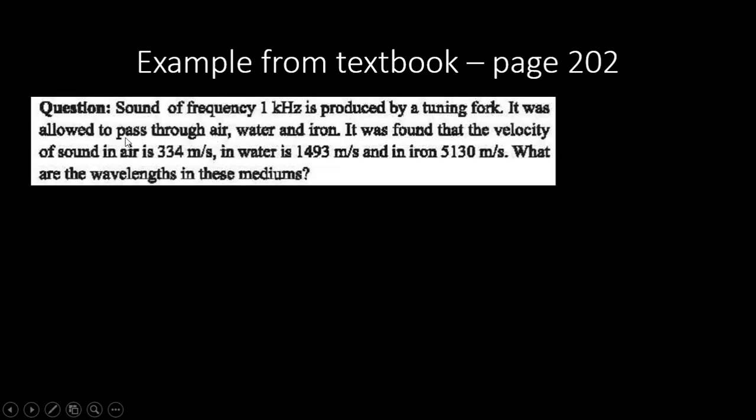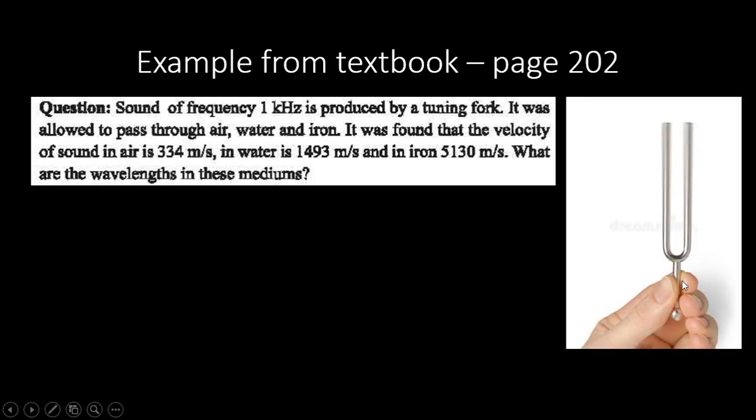Now we will solve an example from the textbook, page number 202. The question is, sound of frequency 1 kHz is produced by a tuning fork. What is a tuning fork? A tuning fork is a U-shaped metal piece that is made in such a way that it produces a sound of a particular frequency every time.